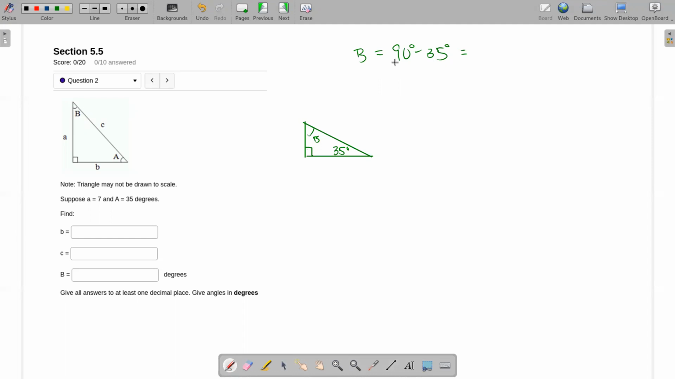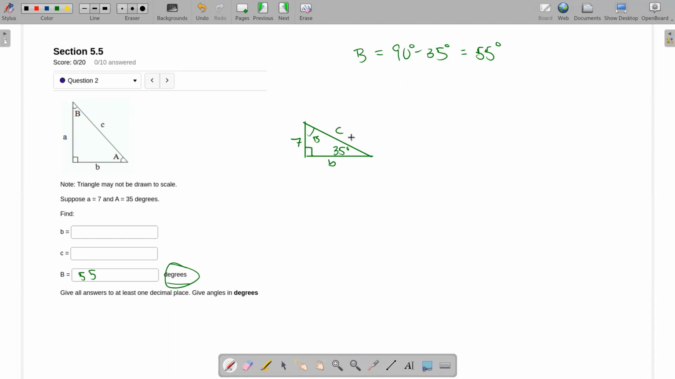Let's see, 90 minus 30 is 60. Take away another 5, it ought to be 55 degrees. Okay, and they have the degree word out there, so I would just put in 55 here. All right, so I've got that. They tell me length A is 7. And they want me to then figure out what length B here is, and length C is right there.